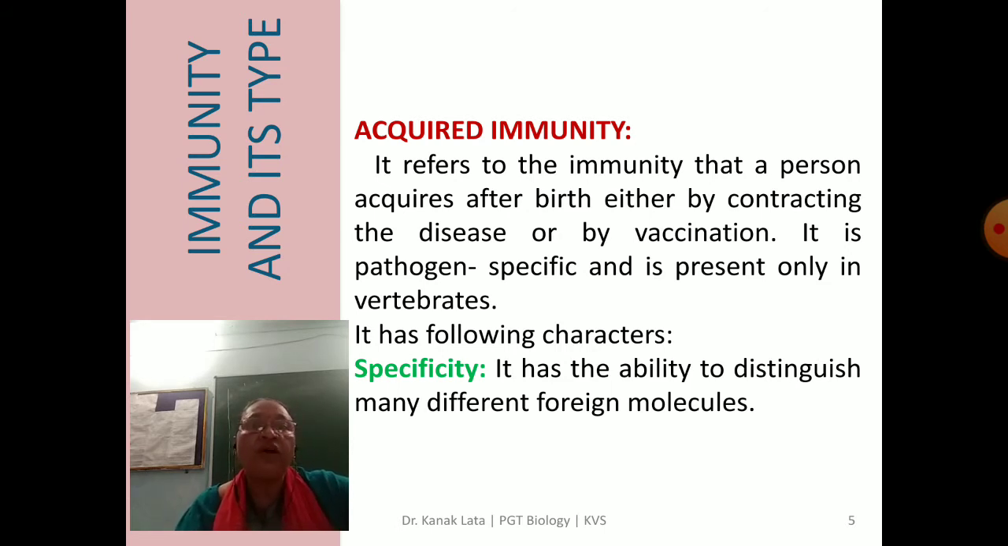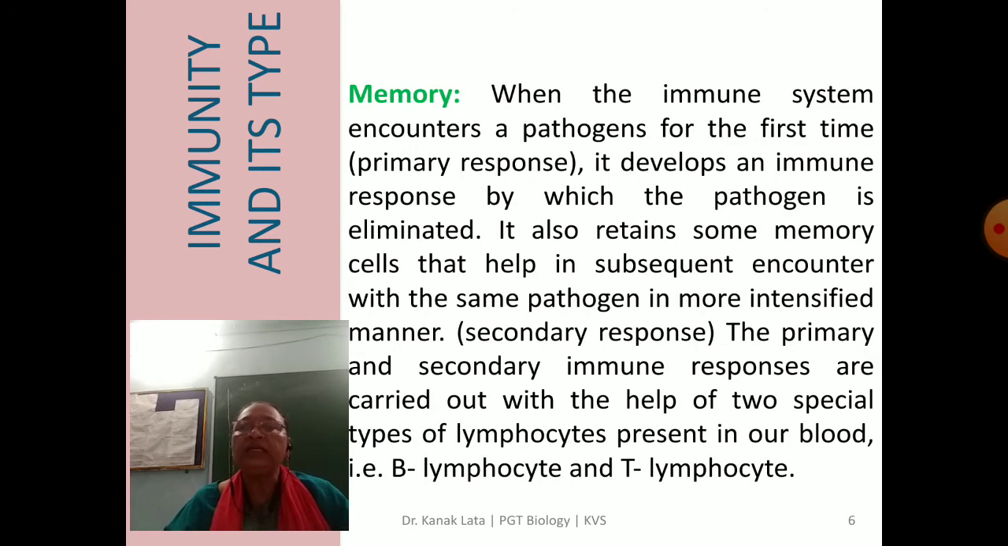It has the following characters. First is specificity. Specificity means it has the ability to differentiate between different foreign materials or foreign molecules entering the body. The second characteristic feature of acquired immunity is memory.